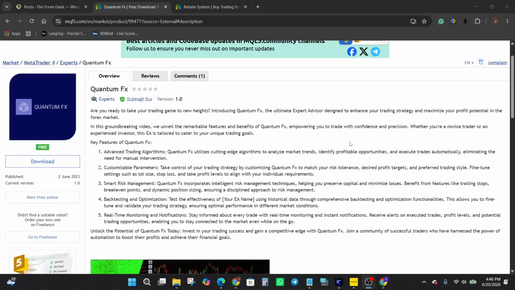As I scroll through the description, the developer highlights several core areas of functionality. The first is the use of advanced trading algorithms that are intended to analyze market conditions, identify opportunities, and execute trades automatically. The marketplace description does not provide details about the specific indicators or trading logic being used, so it is important not to make assumptions about the underlying strategy.